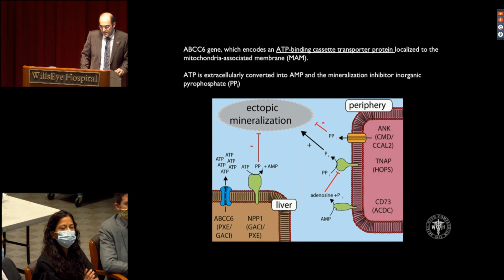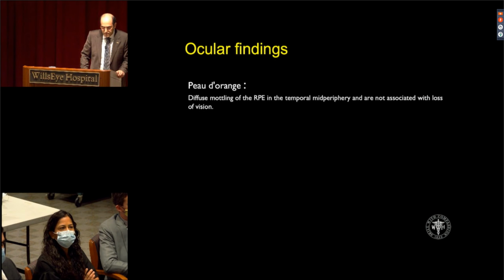When the ABCC6 gene is mutated, ATP in the extracellular space decreases, which causes a decrease in the level of inorganic pyrophosphate, and this causes ectopic mineralization of different parts of the body. In terms of ocular findings, we have peau d'orange, which is diffuse mottling of the RPE in the temporal mid-periphery and is not associated with vision loss.